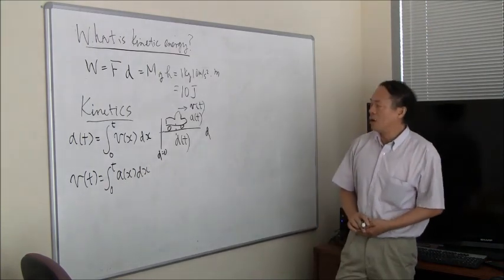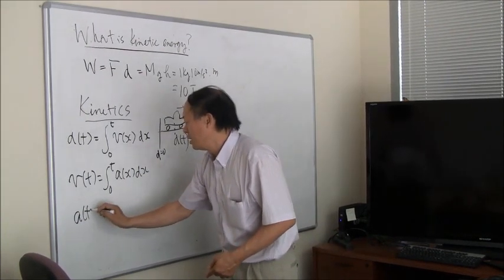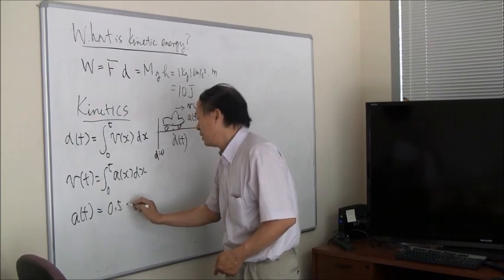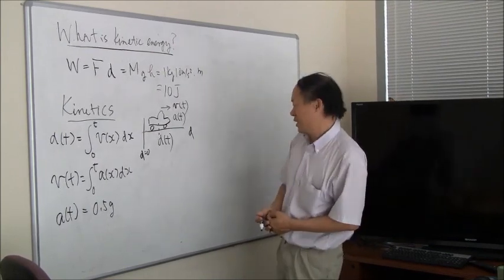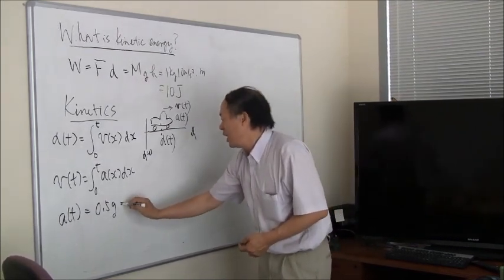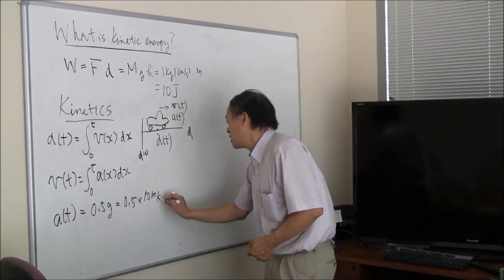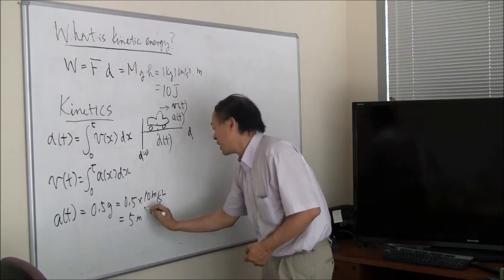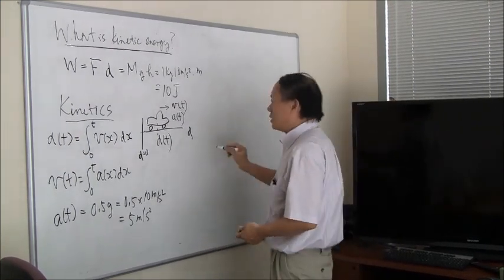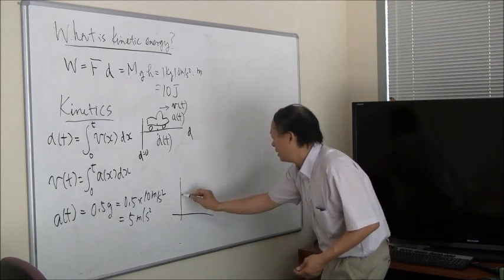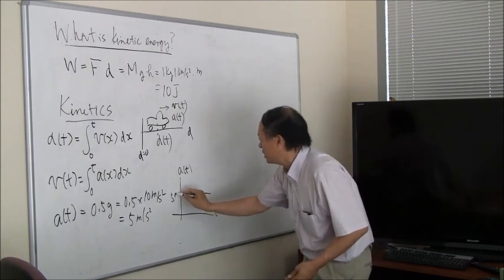Let's just assume now my Tesla is accelerating at a of t equal to 0.5 g, which exerts a g-force of half the magnitude of gravity. If you know that g is equal to 10 meters per second squared, we have a 5 meters per second squared acceleration on the Tesla. So a as a function of time is a constant at 5 meters per second squared.